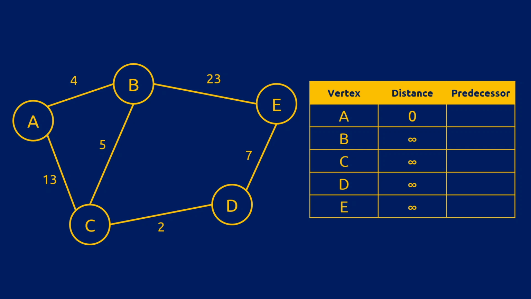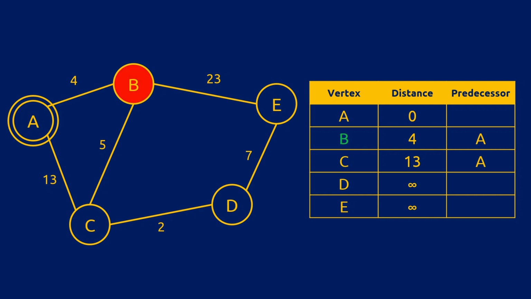Now, we start by finding the distance to all neighbors of our source vertex. In this case, those are B and C, because we only need to cross one edge to get to each, so we update their shortest distances and set A as their predecessor. Then, we mark A as visited and pick the current vertex with the shortest distance from the source out of the unvisited vertices, which in this case is B.